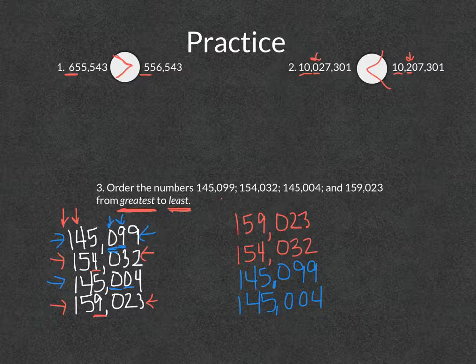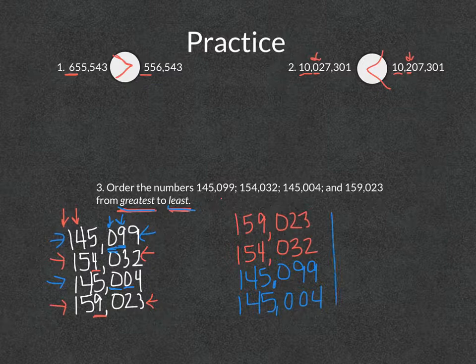Okay, and I'm going to double check. Did it tell me to order greatest to least or least to greatest? Oh, looks like greatest to least. I did do that. Greatest to least. So we are good to go.